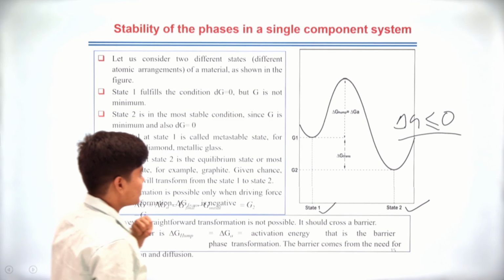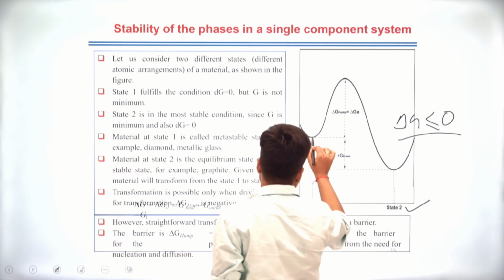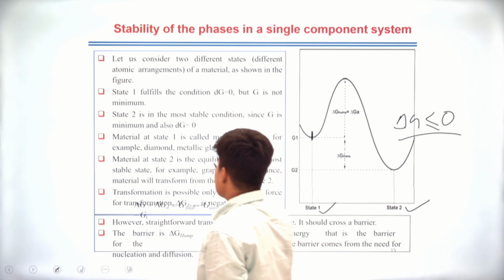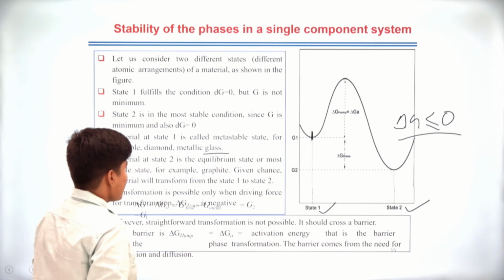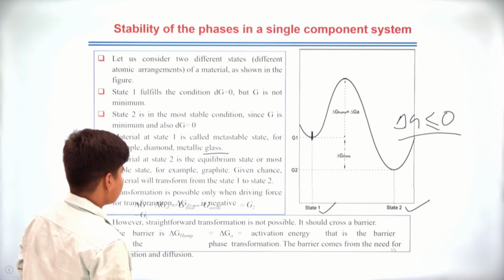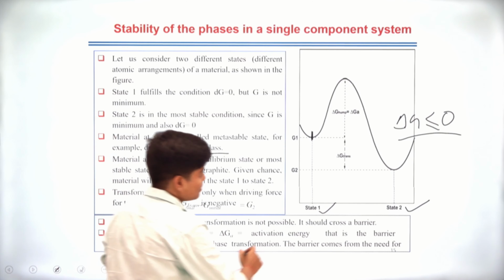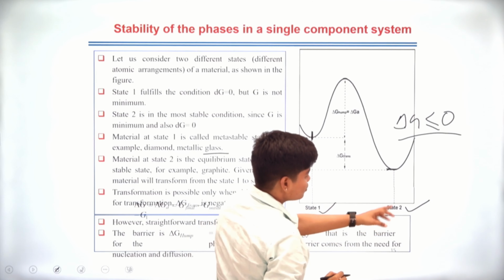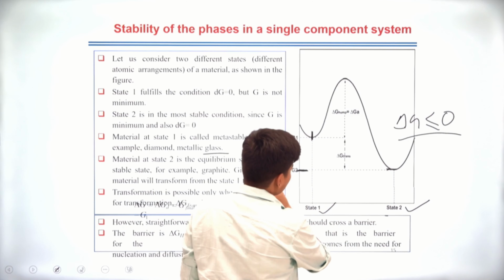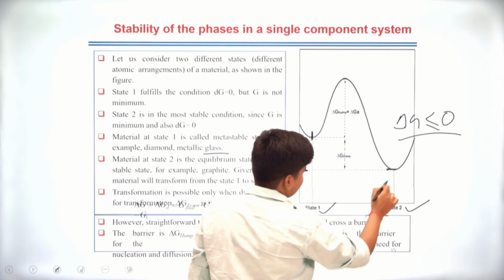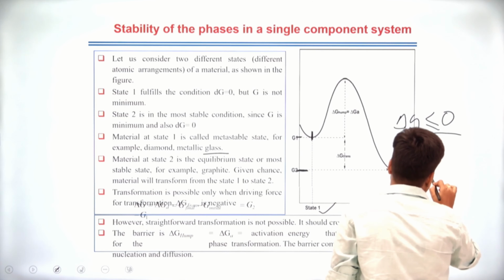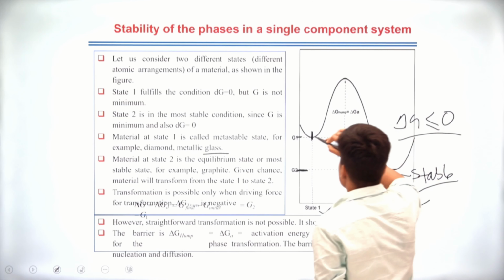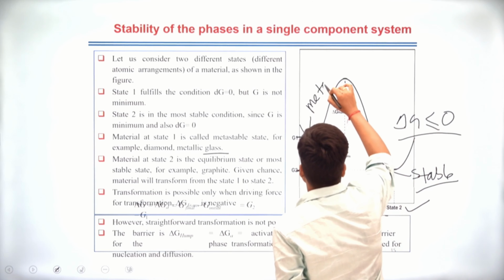Let's take an example. State 1 is the metastable state, like diamond or metallic glass, we can take. And state 2 we can say is the most stable state. Why? Because G2 is in the minimum form. Here for state 2, G2 is minimum compared to G1. So we can state it is the most stable state, and here it is the metastable state.